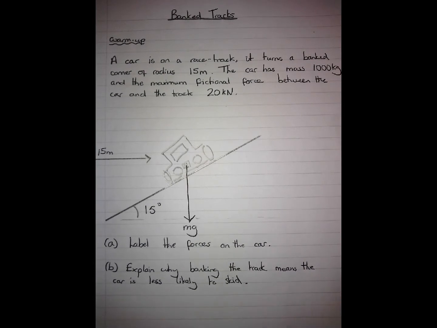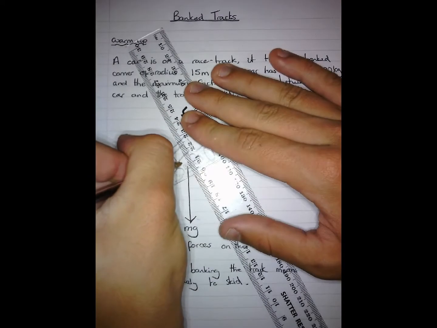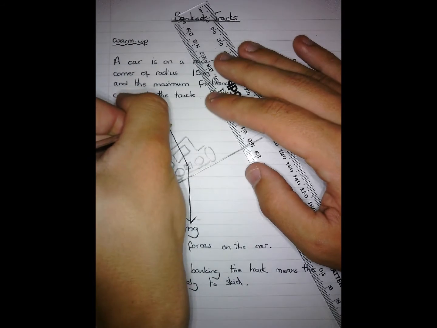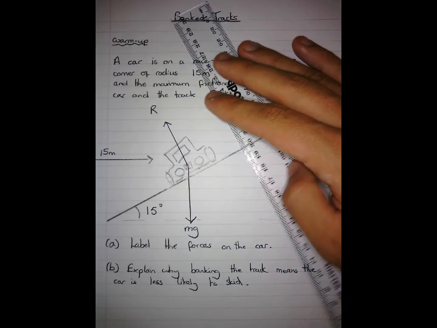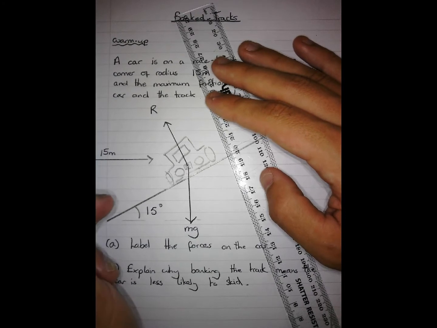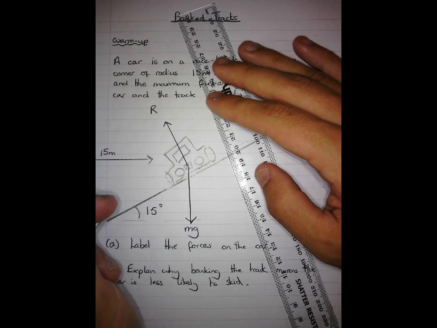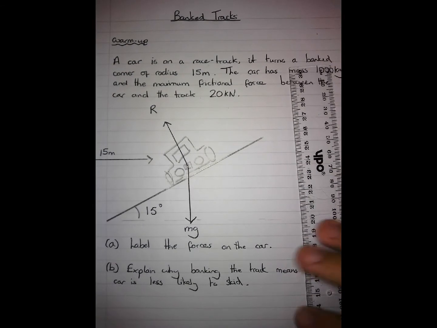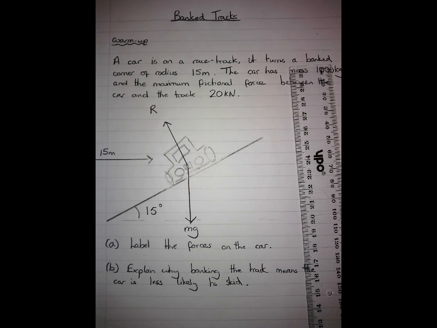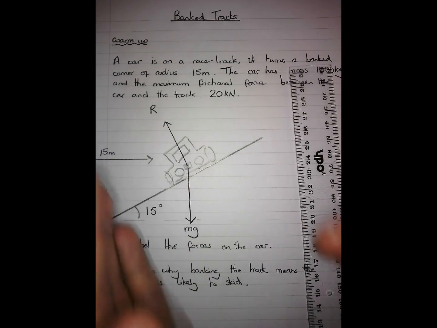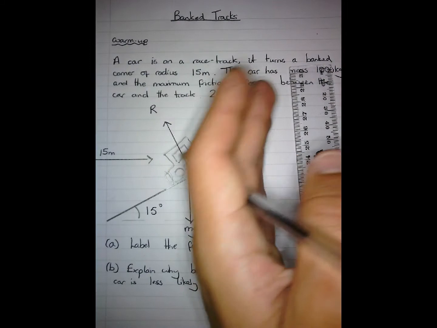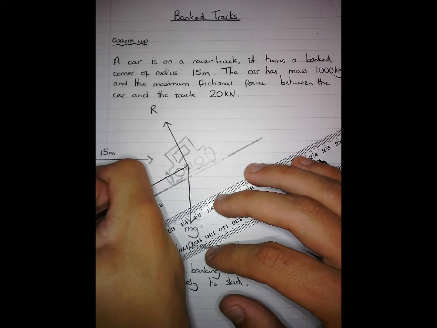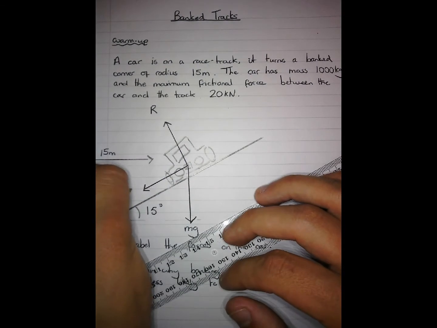So we've got the mg acting down. We have the normal reaction force acting at 90 degrees to the surface, R. And then, finally, you've got the frictional force. Got to ask yourself how the frictional force acts here. Well, the frictional force is what's keeping the car from sliding. How would this car want to slide if it was going off the bend? It would want to slide up the track. So you've also got this frictional force acting down the slope, F.